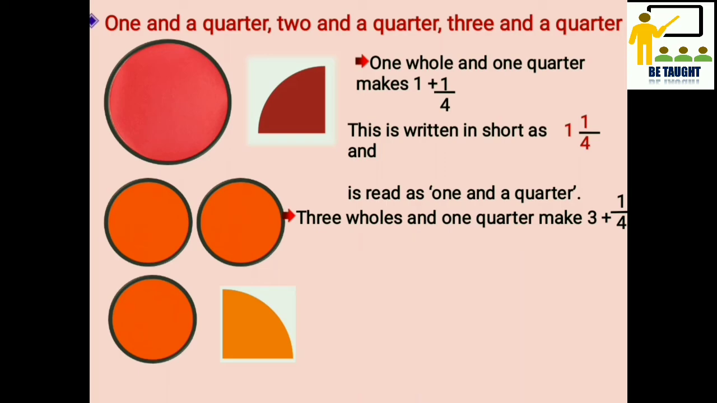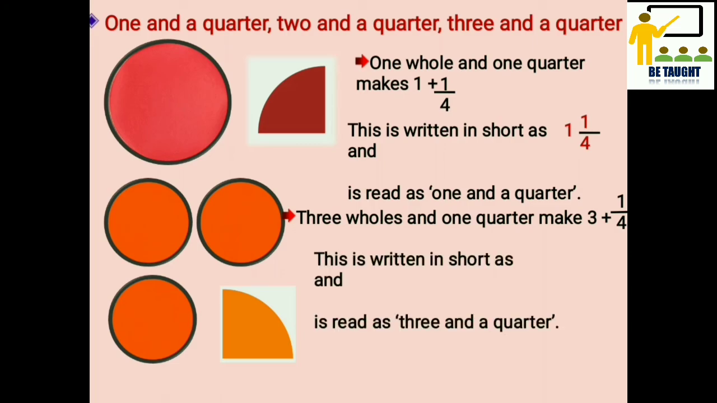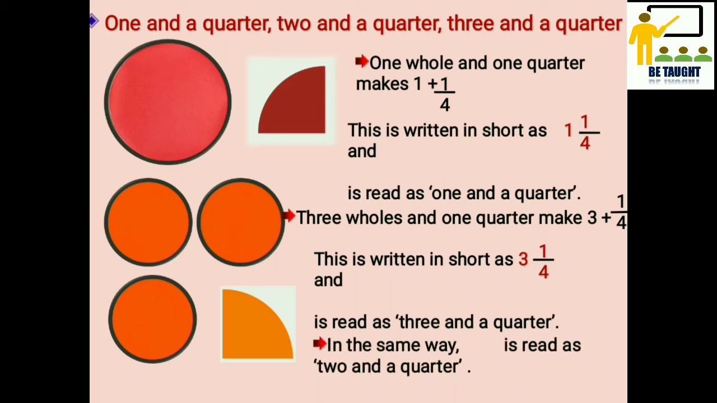We'll see one more example. 3 wholes and 1/4 makes 3 plus 1 upon 4. This is written in short as 3 1 upon 4 and is read as 3 and a quarter. In the same way, 2 1 upon 4 is read as 2 and a quarter.